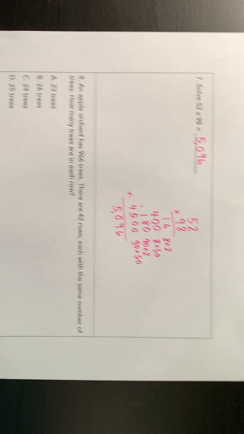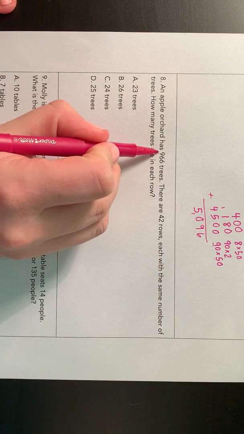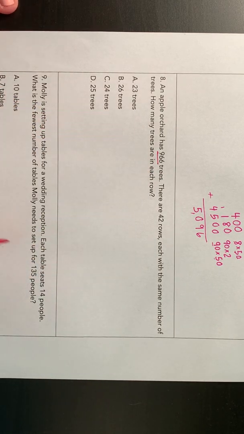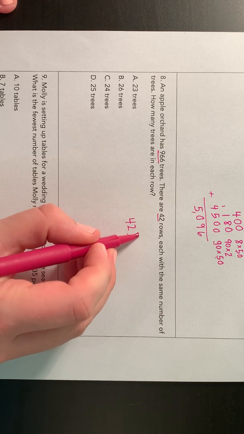Okay. Number 8, an apple orchard has 966 trees. There are 42 rows, each with the same number of trees. How many trees are in each row? So this is obviously a division problem. We're dividing a large number, 966 trees, into 42 rows. So I'm going to set up my division problem.